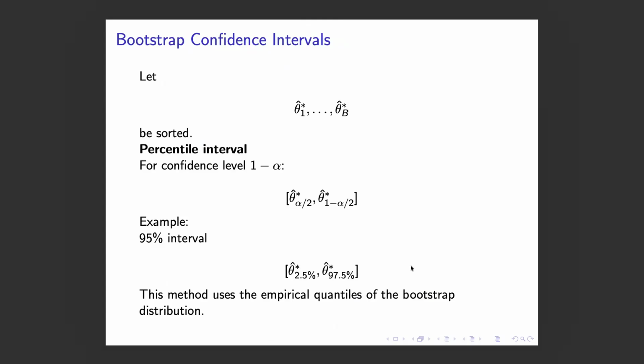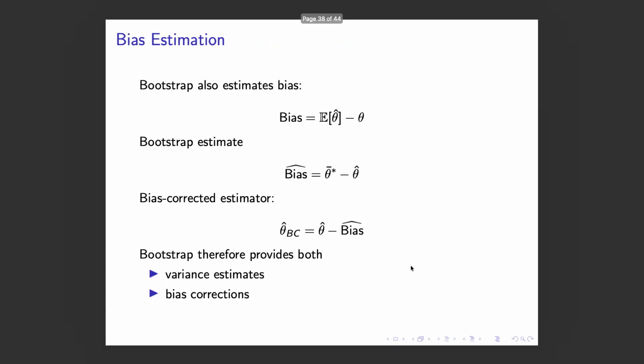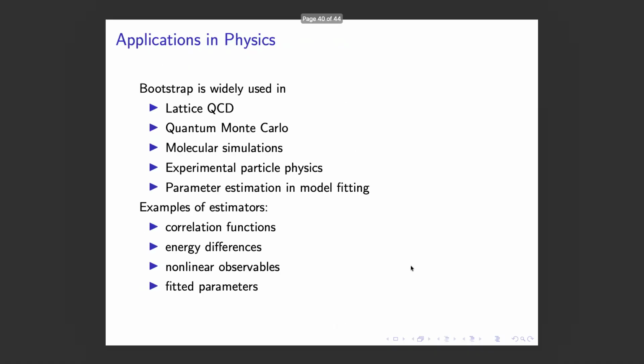I'm going to skip some of these things. I will just put them up, you can take a look at it. The bootstrap method is pretty widely used in quantum Monte Carlo, experimental particle physics, just to give an example, in molecular simulations, in any type of experiments. And typically you would calculate correlation functions, you would look at fitted parameters. So the estimators are the quantities which you want to estimate. For those of you who took a course on machine learning, you have encountered the bootstrap method as a way to do resampling.